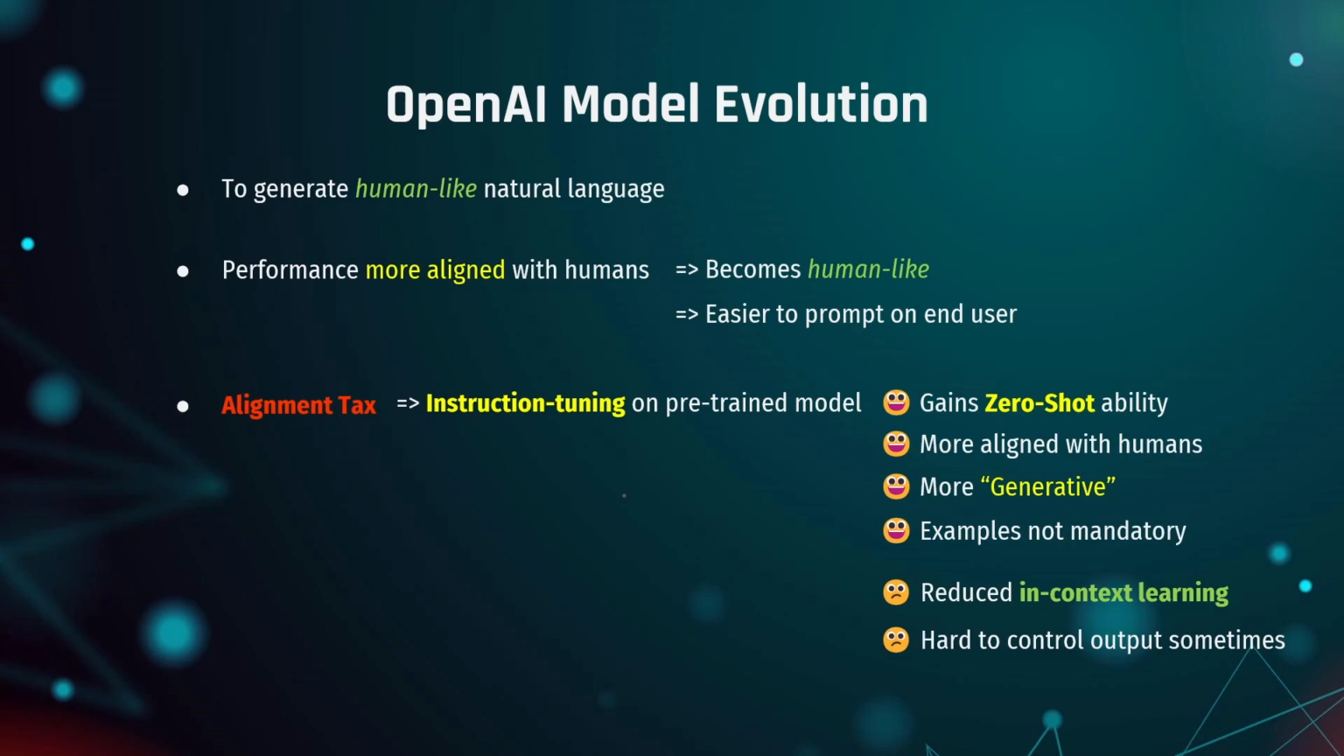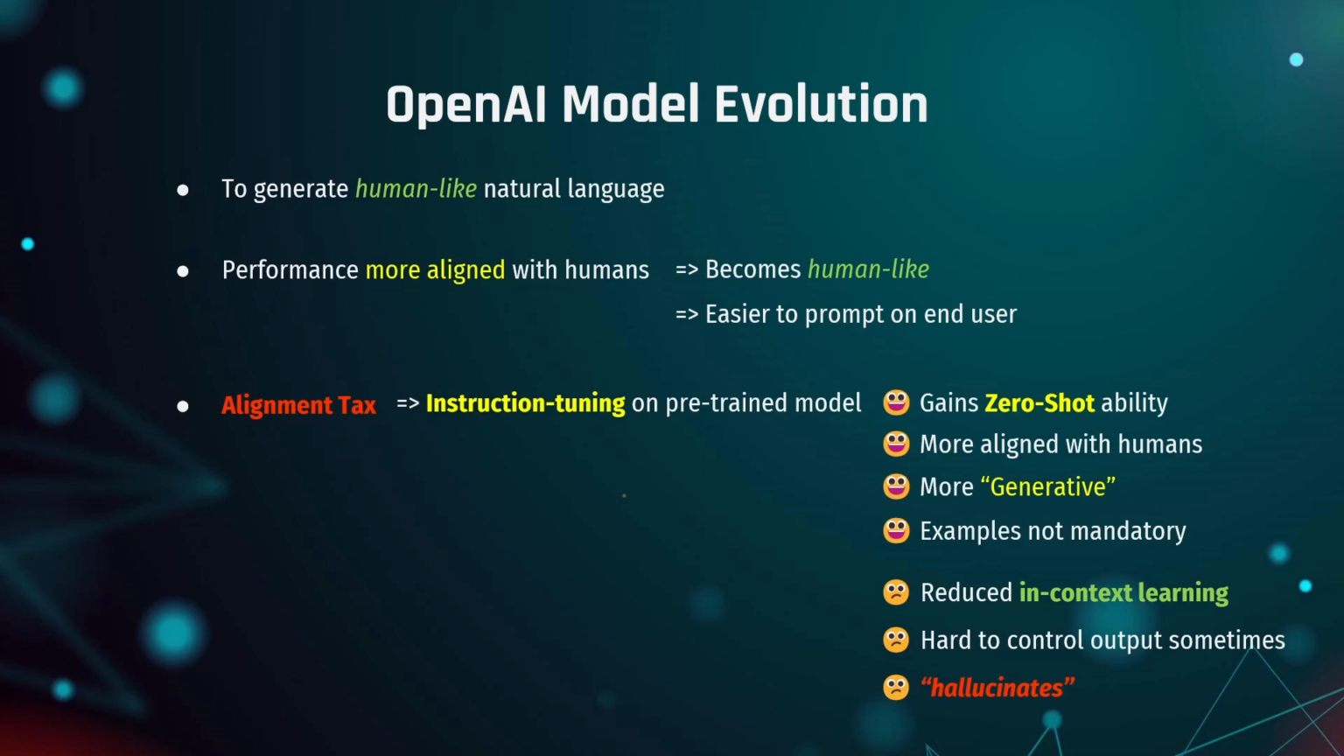Another issue relevant to alignment tax is when আমাদের model starts to behave more like a human, it starts to hallucinate, right? Which means there is a risk that our model might provide imaginary or incorrect responses.